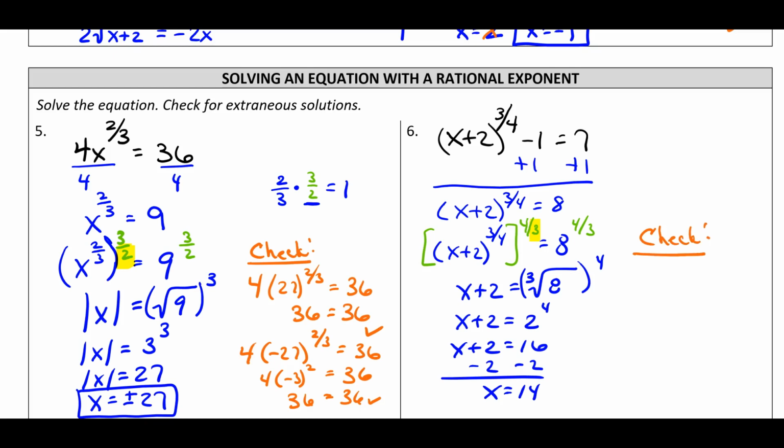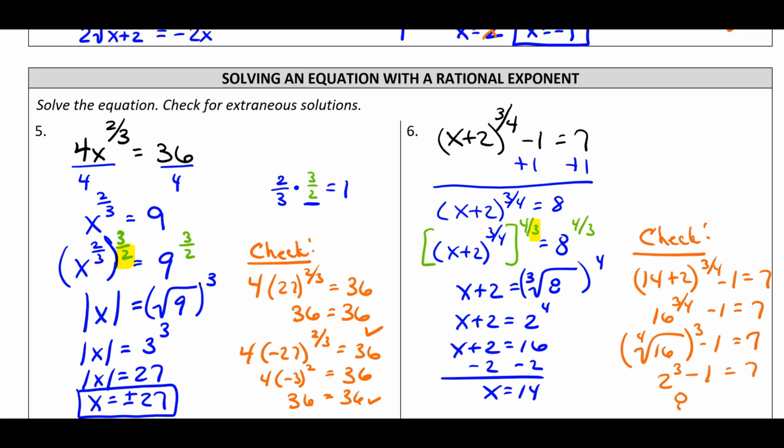And then, of course, we would want to check this back in the original. So is 14 plus 2 to the 3/4 power minus 1 equal to 7? Well, 16 to the 3/4. Again, this would be much quicker on a calculator, but I don't have one, so by hand is what we will use. So the 4th root of 16 is 2. 2 cubed is 8. 8 minus 1 is 7. So our solution does work. Always check these radical equations.